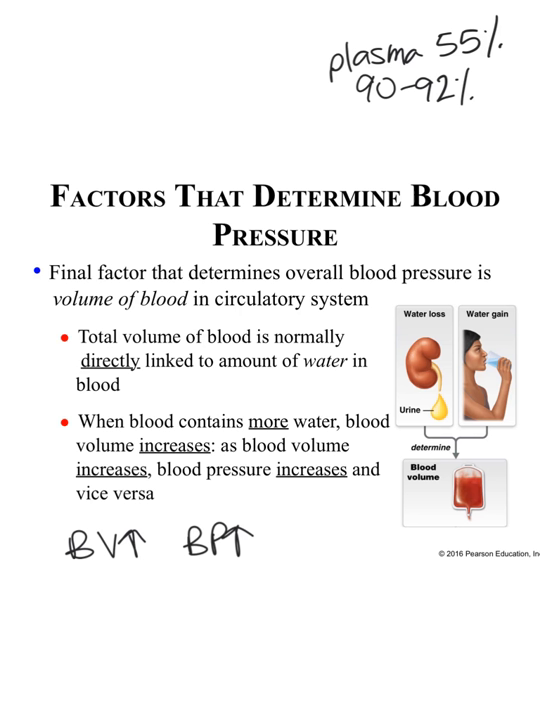So if you're losing more water, meaning urinating more or possibly dehydrated, you're going to have a lower blood volume, and that will lower the blood pressure. If you add a lot of water to the body, then you're going to increase the blood volume and therefore increase the blood pressure.